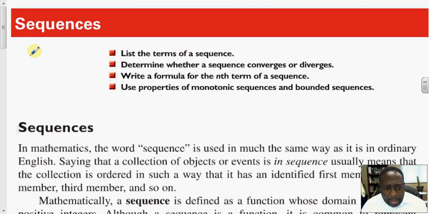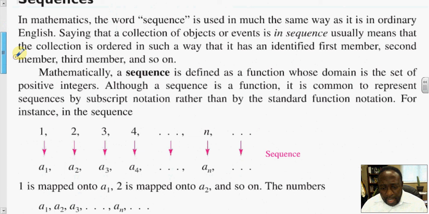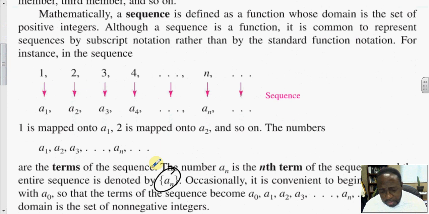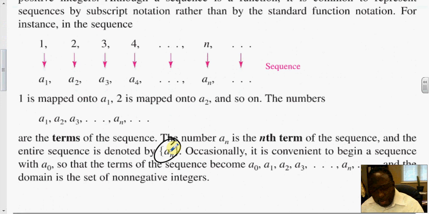A sequence is said to be a function such that the domain is defined as the set of natural numbers. We denote a sequence in the manner of a sub n, or lowercase b sub n, or lowercase c sub n, in that fashion. We distinguish the standard function notation from a sequence by the notation of a sub n. A sequence is said to be a set, so we have the terminology with the brackets of set notation, a set of terms. This set represents each term, comma, the next term.